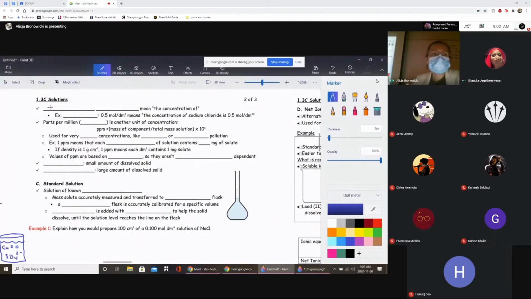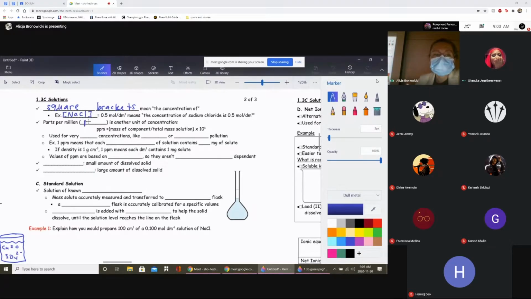Okay, so if you see something in square brackets, that means the concentration of. So if I do this, NaCl in square brackets, what the shorthand is telling you is that the concentration of NaCl is 0.5 moles per liter. Okay, the concentration of sodium chloride is 0.5 moles per liter.